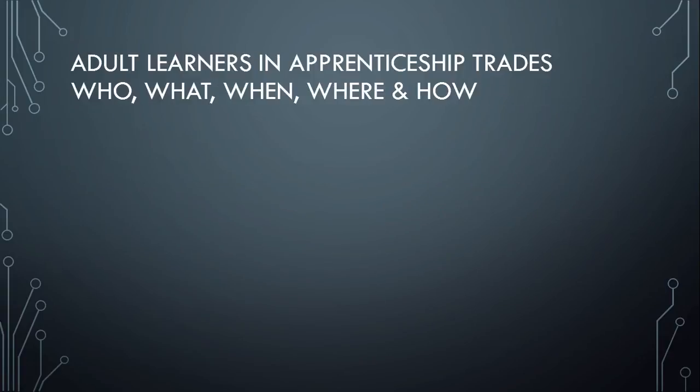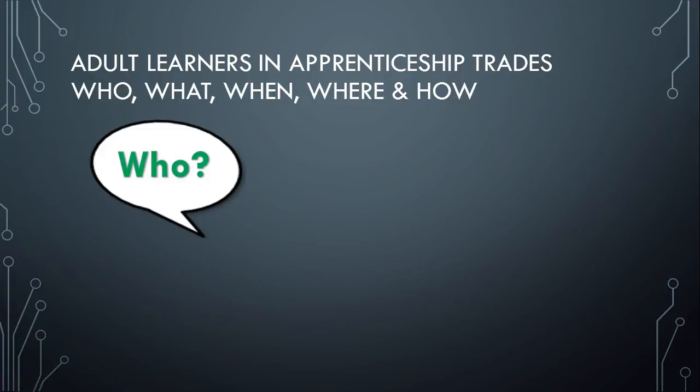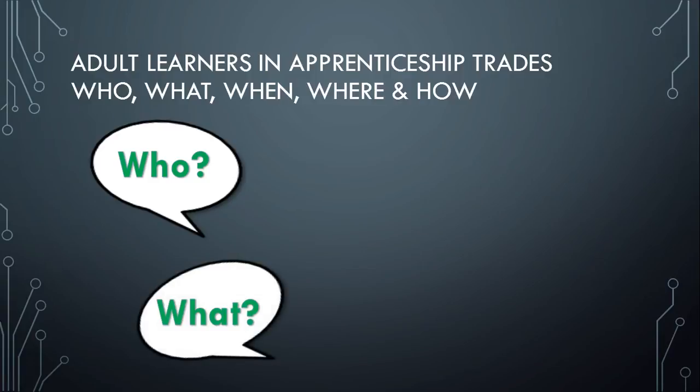First of all, let's talk about adult learners in apprenticeship trades. Who are they? These are adults that are currently working and are required to take time off for technical training, as well as English second language students. What are they learning? They've got specific trades training to move into the next step of their apprenticeship, as well as they're going to get a pay increase when they've completed this step.